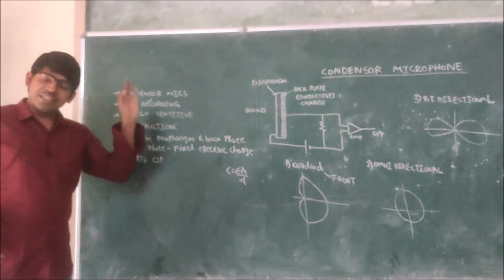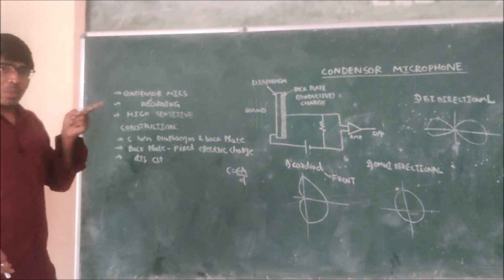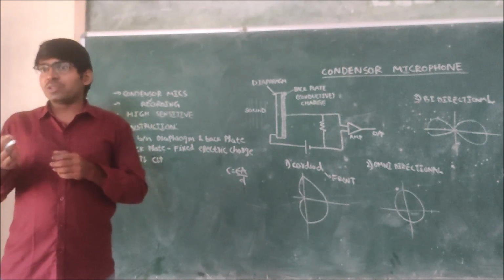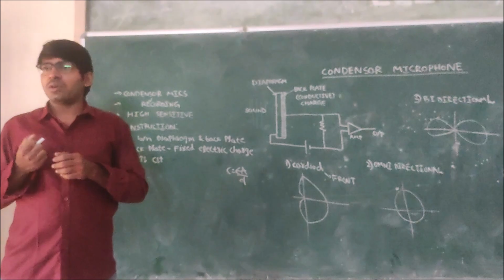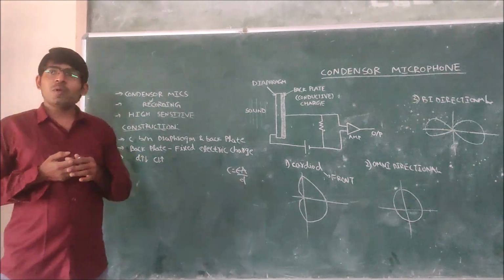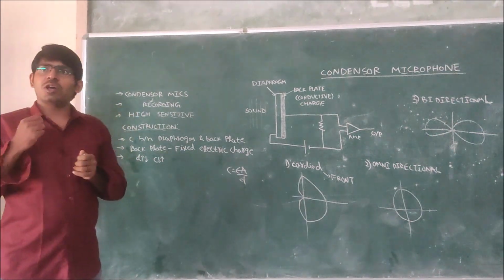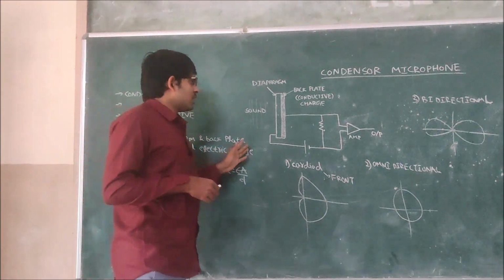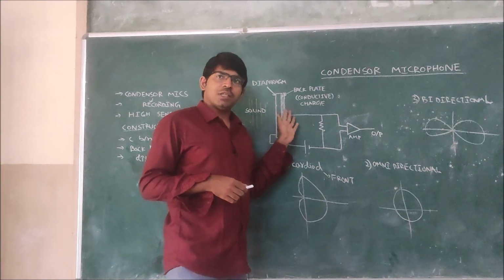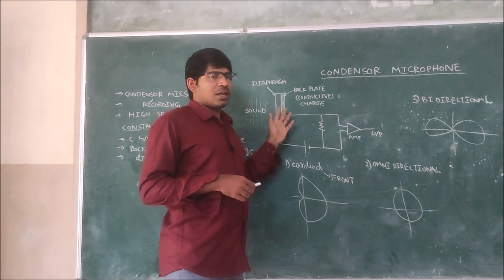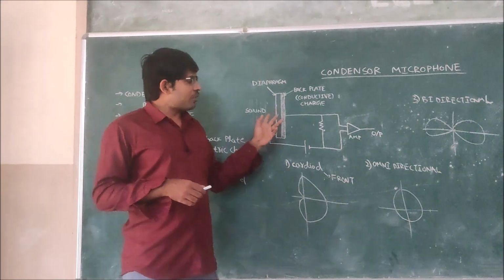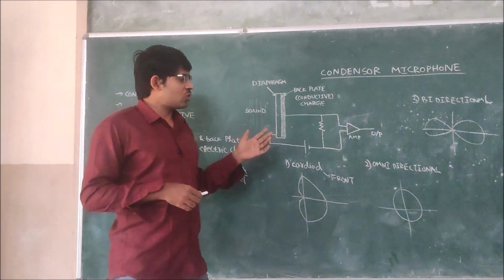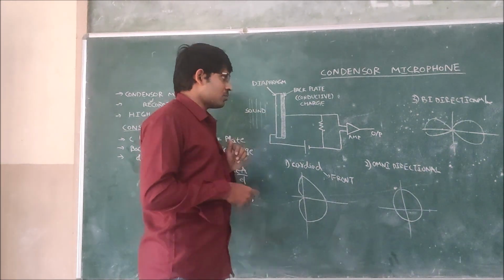So it is very highly sensitive. Sensitivity was the problem with the carbon microphone. It was not able to receive every small sound. But this microphone is capable of recording even a small sound also. It will convert it into an electrical signal. And then this back plate will be charged, because in order to form a capacitor, we require two metallic plates to charge and the dielectric. So this behaves like a capacitor.